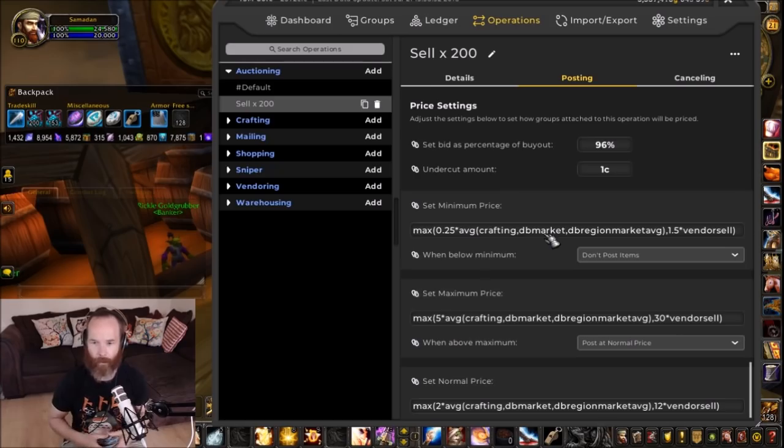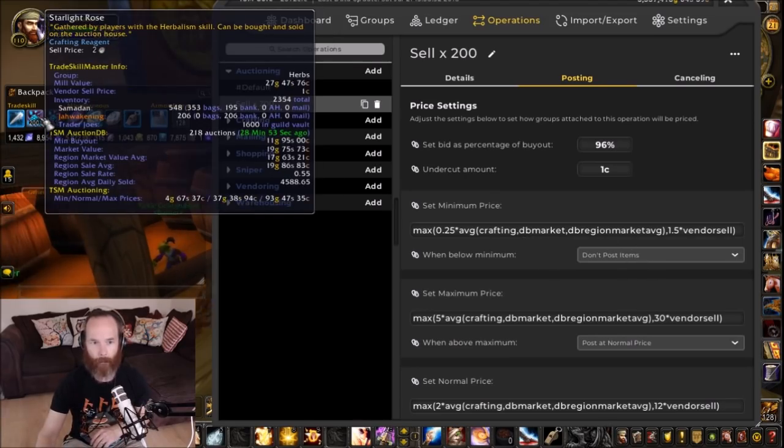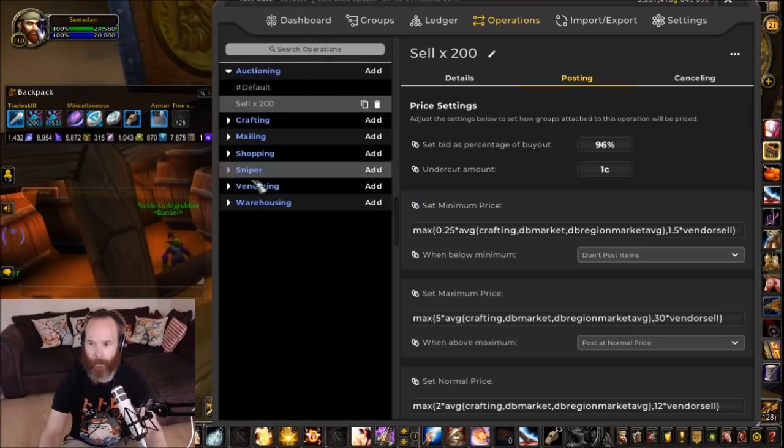For each posting operation you have a minimum price, a maximum price and a normal price. So the minimum price is the lowest TSM will go before not wanting to post it on, because when it's below minimum it says don't post items. So if you look here at the moment, TSM is looking at this and going a min price of 4 gold 67. Now the way TSM has calculated that is based on a number of different price sources.